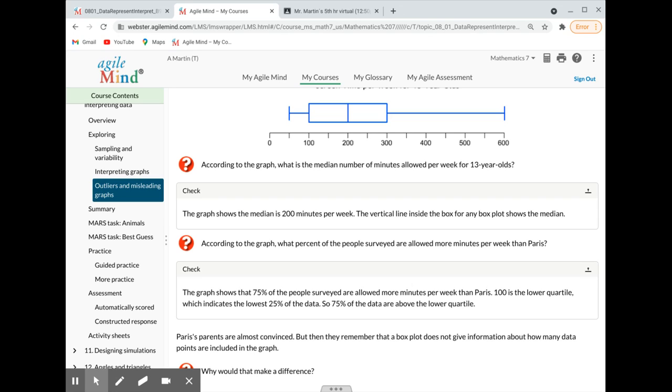So at this point, Paris's parents are pretty much convinced, but they remember that a box plot does not give information about how many data points are included in the graph. So why does it make a difference if you know how many points are included in the graph? Why does it make a difference?